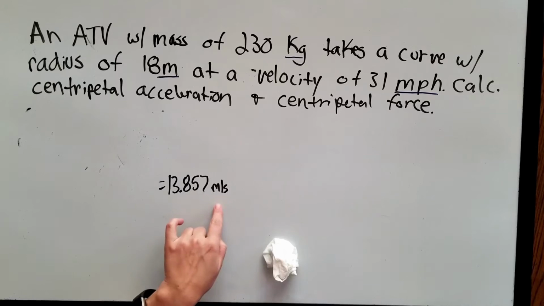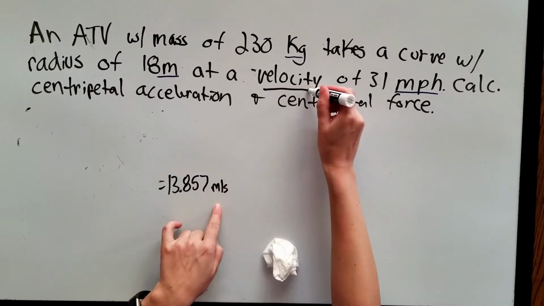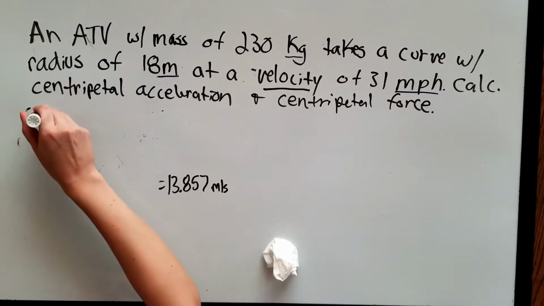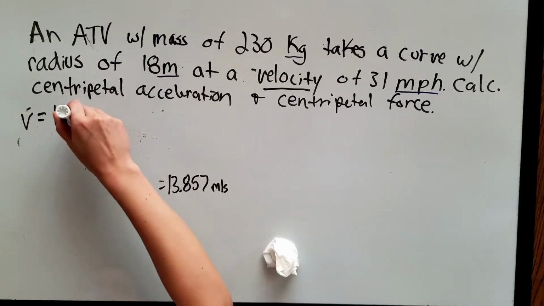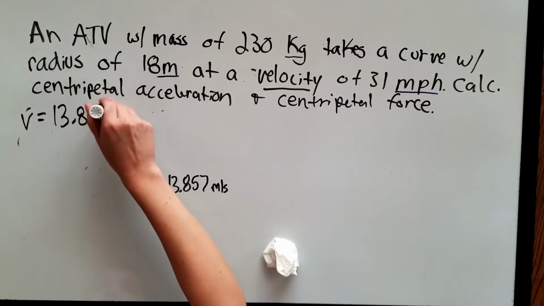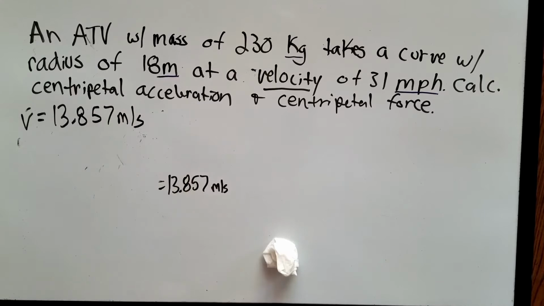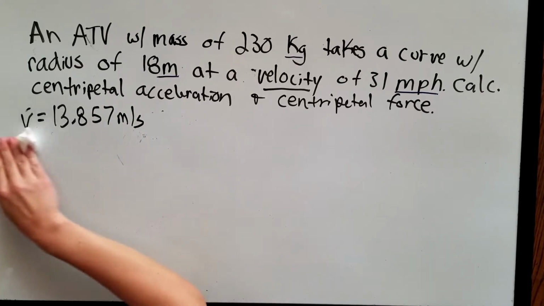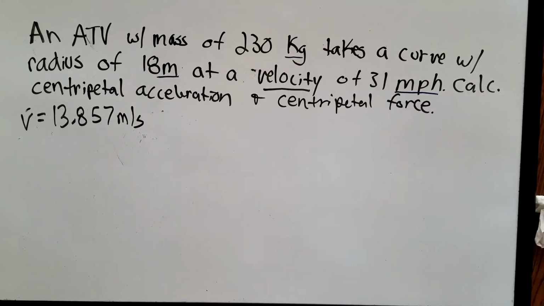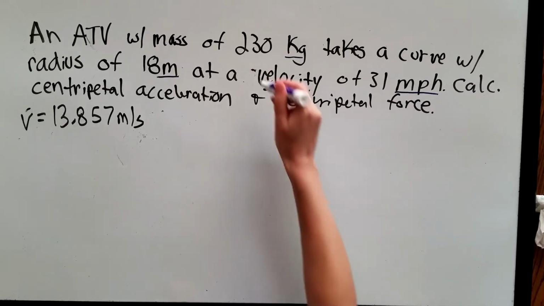And remember, meters per second is a velocity, right? So this is going to be my V value. So that's 13.857 meters per second. All right. So that's one of my knowns. What are my other knowns? So looking back, find the numbers in the problem.